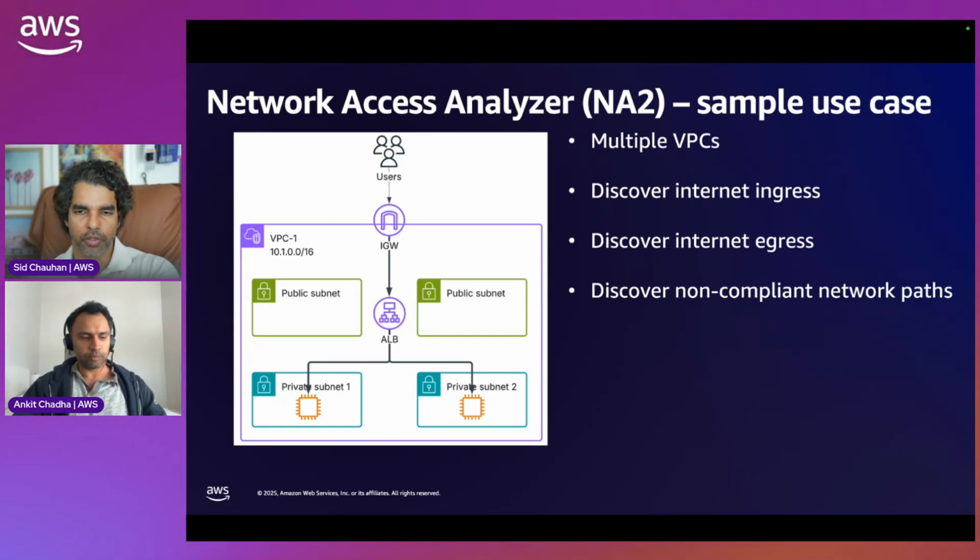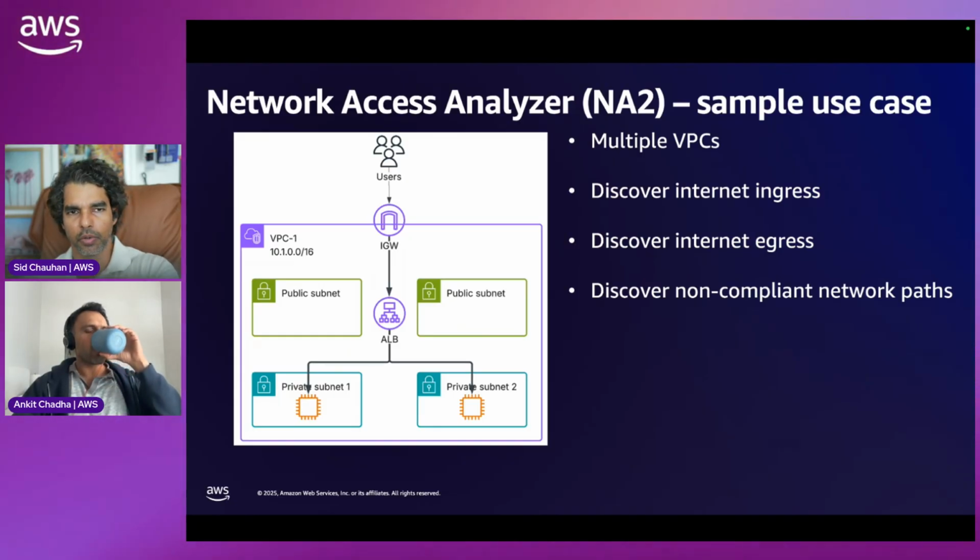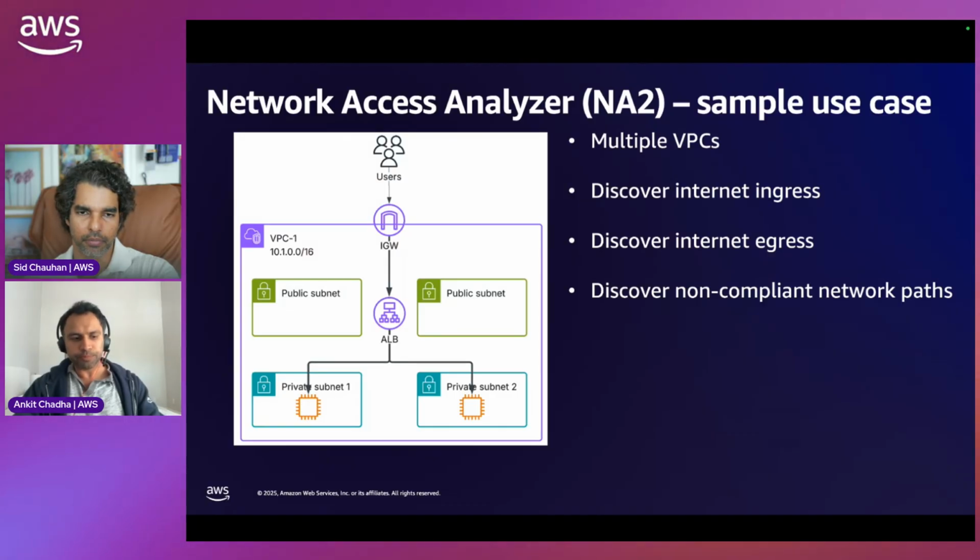There aren't any questions, but I'm just curious, Ankit, when would I use NA2 from my overall life cycle? Like, let's say I already have my AWS account with my setup. Do I run Network Access Analyzer every day, every month, when I make changes? Like, how do I think about when I should be using this tool?